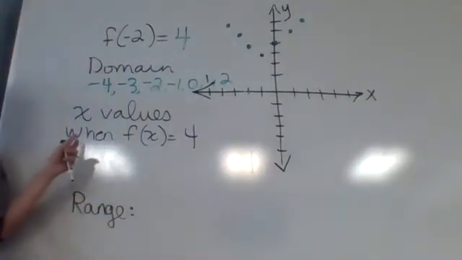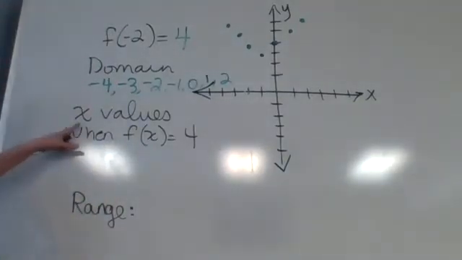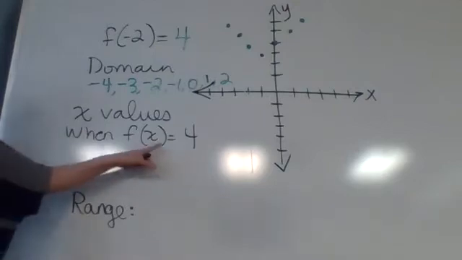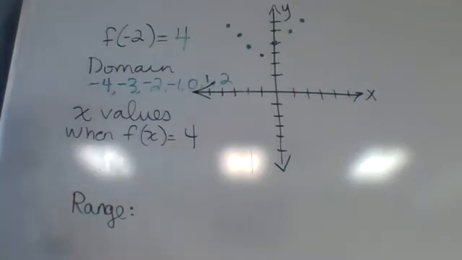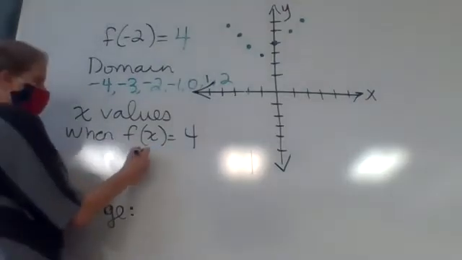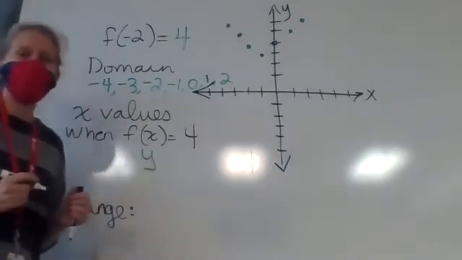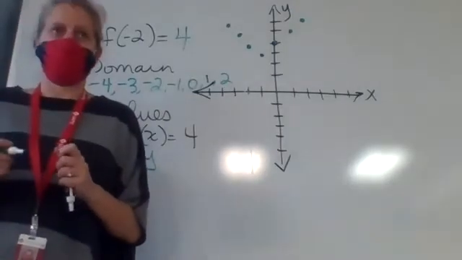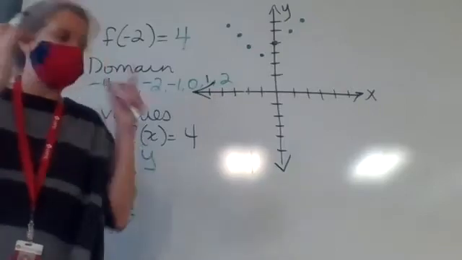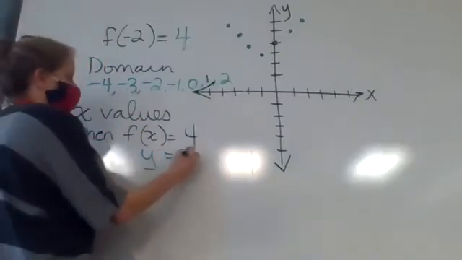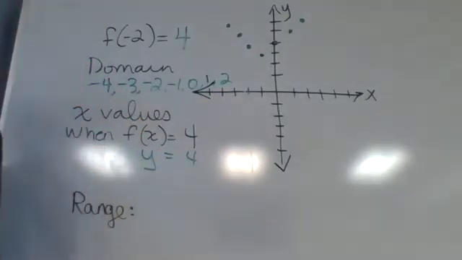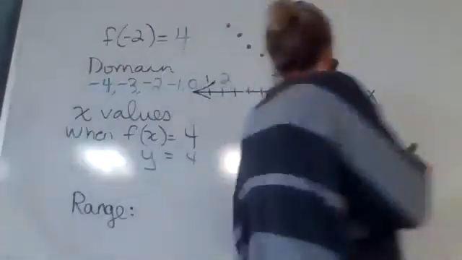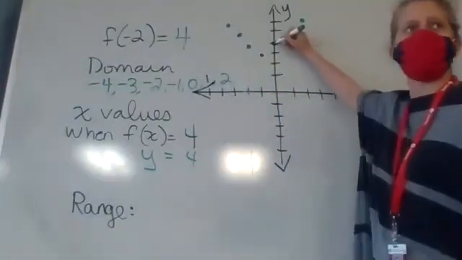The third part of this problem says, find the x values when f of x equals 4. Okay, f of x and y are the same thing. So if you want to think about that, this says find the x values when y is 4. f of x and y both mean function of x. So where is y 4? Let's think about that. Here's where y is positive 4, right?